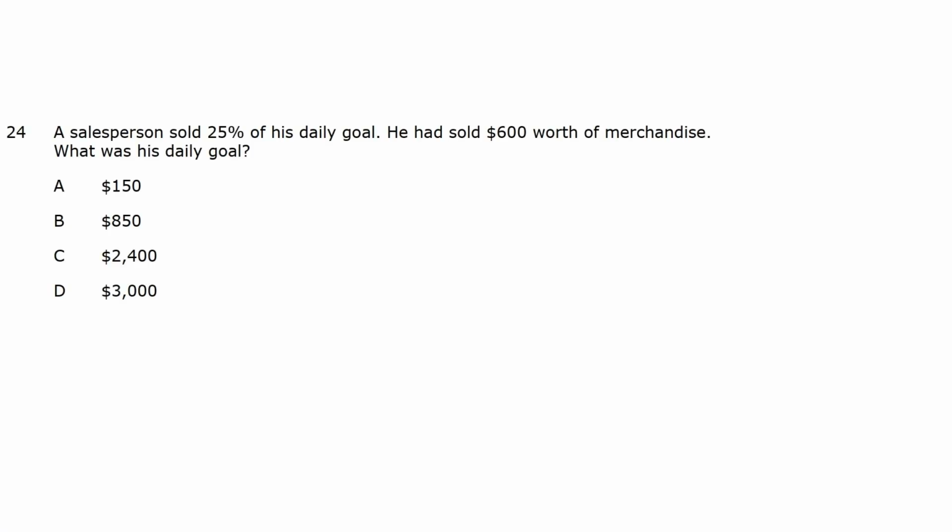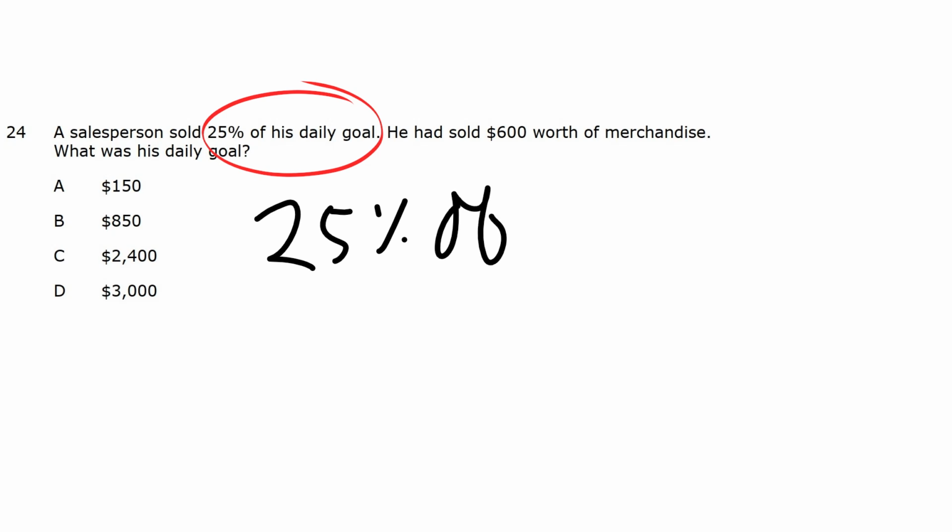This one is one of those problems that doesn't really fit with how I've taught it before. It's a little more advanced. It says a salesman sold 25% of his daily goal. So I'm going to write 25% of his goal. Now, the question you ask is, do we know his goal? And the answer is no.